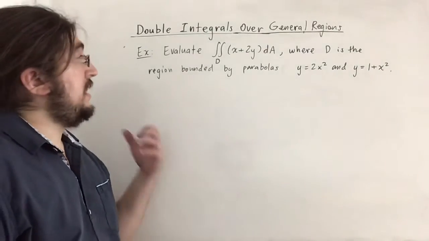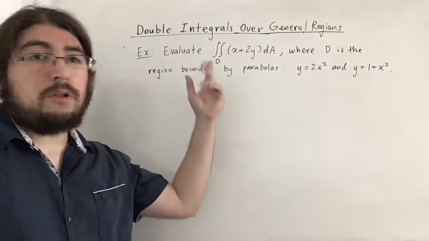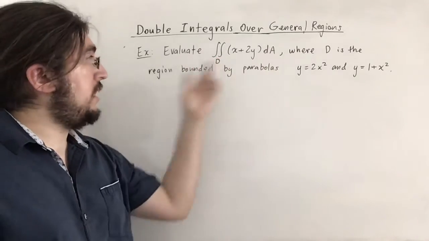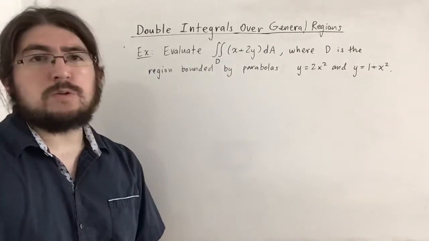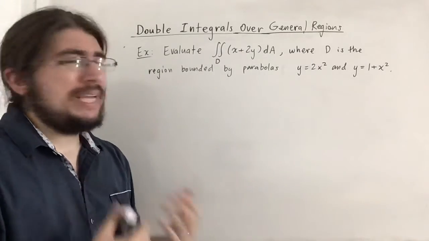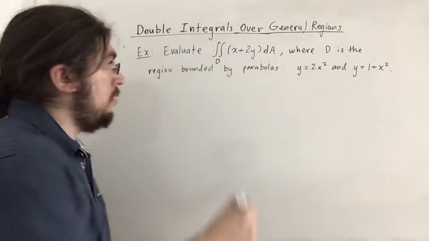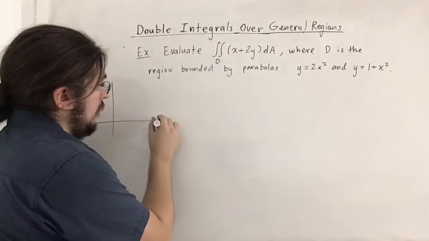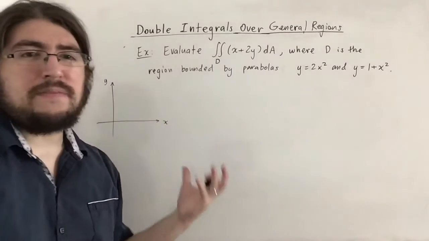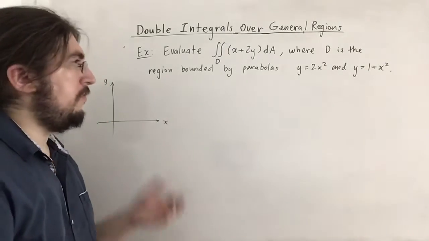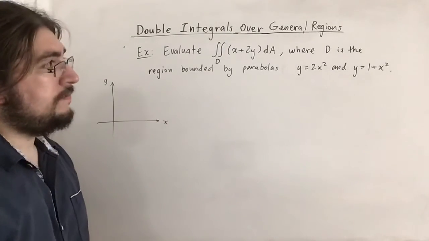All right, so for this example, we want to evaluate this double integral over the region D, where D is the region bounded by these parabolas, y equals 2x squared and y equals 1 plus x squared. Now, the best thing really is to graph your region on the xy plane, so that's what I'm going to do. There is a way to do this without graphing, which I'll try to describe in a little bit, but for right now, let's see if we can graph this.